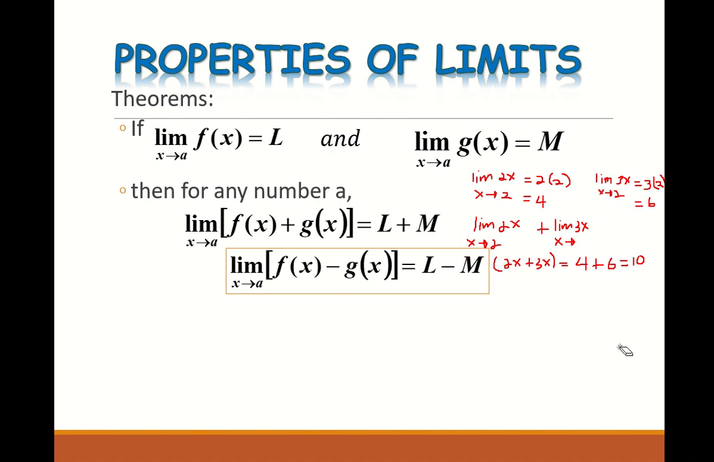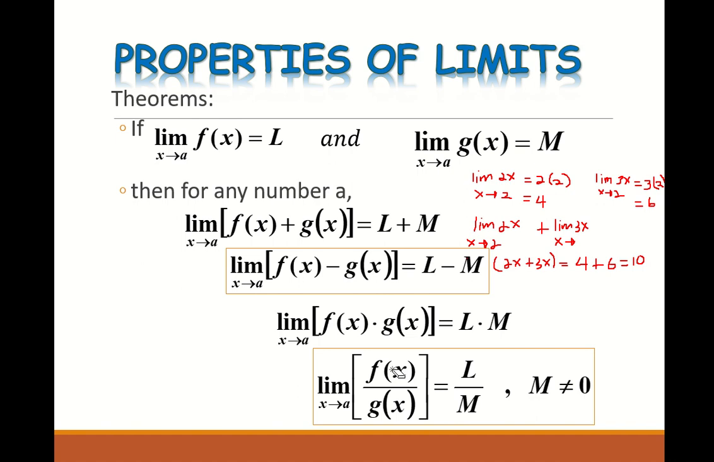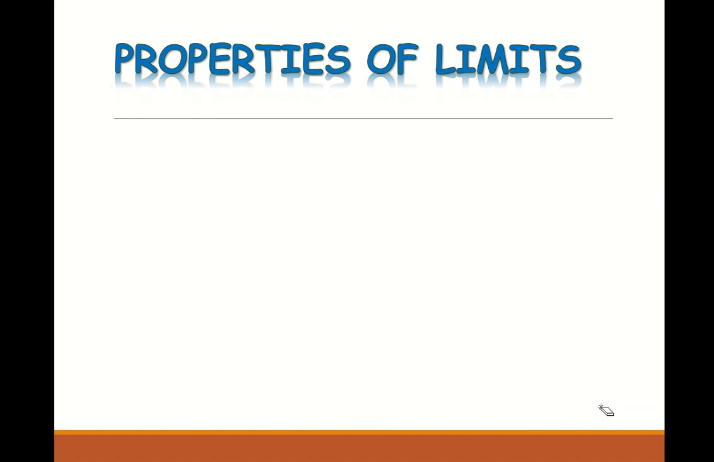Another one is if you have a product. If you have two functions, f of x and g of x, as x approaches a, you just multiply their limits. Another one, if you have the quotient of the two functions, the limit of the quotient of f of x and g of x as x approaches a is just the quotient of the two limits, one limit divided by the other, provided that m is not equal to 0. This is a very important condition, class. You have to remember this.